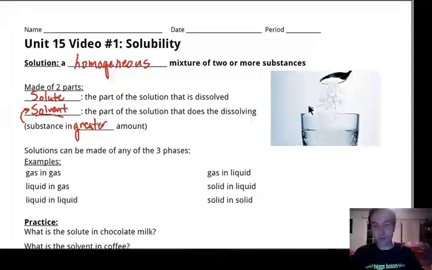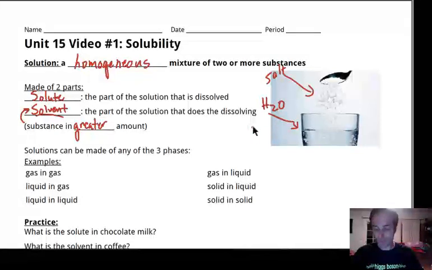Okay, so over here you can see I have a picture of a glass of water, and we're pouring salt in. So here we have our salt, and here we have our glass of water. So in this particular case, the salt, which we have less of, is the solute, and the water is the solvent. Now, another way of identifying this would be to look at which one is actually being dissolved.